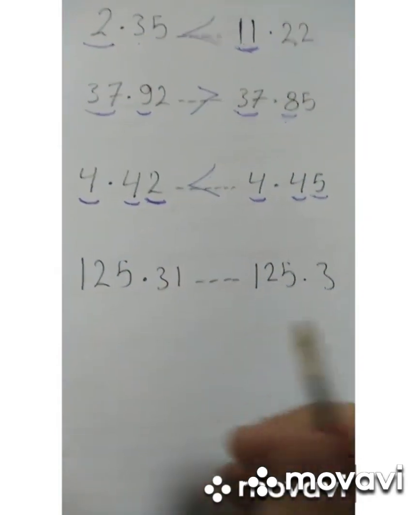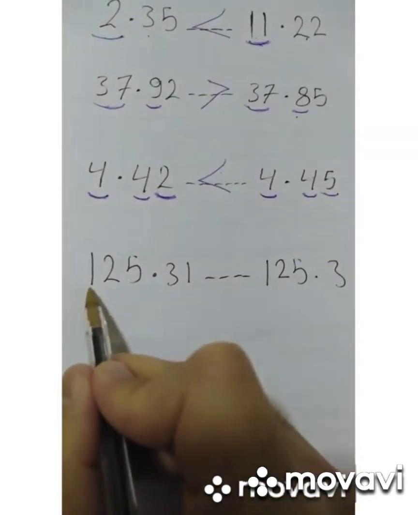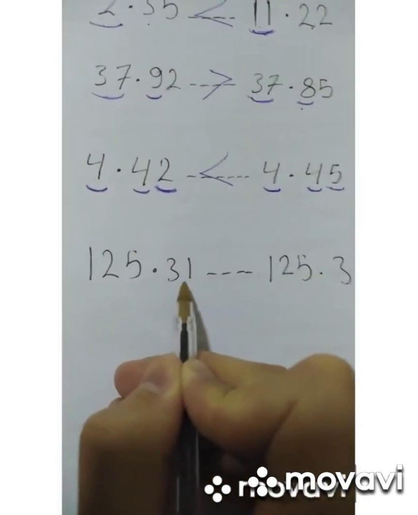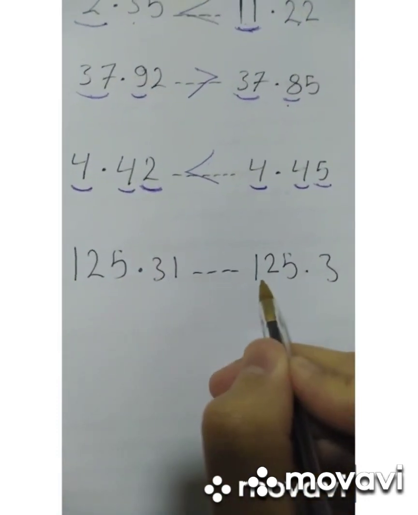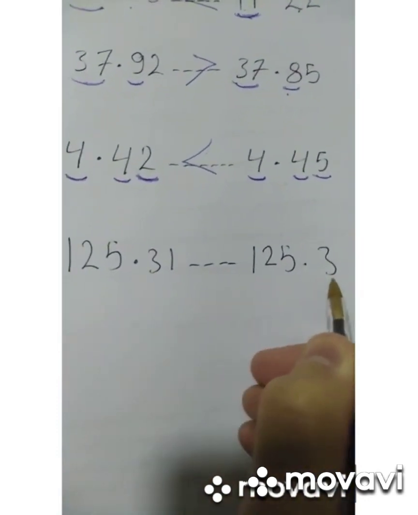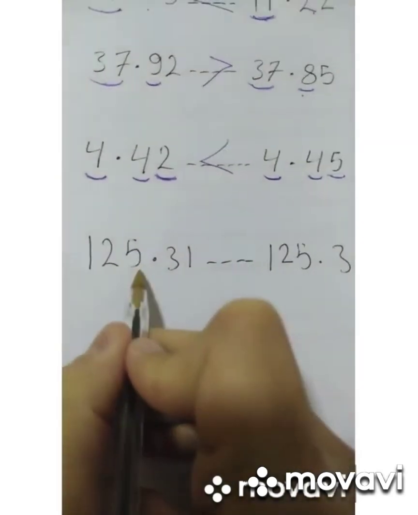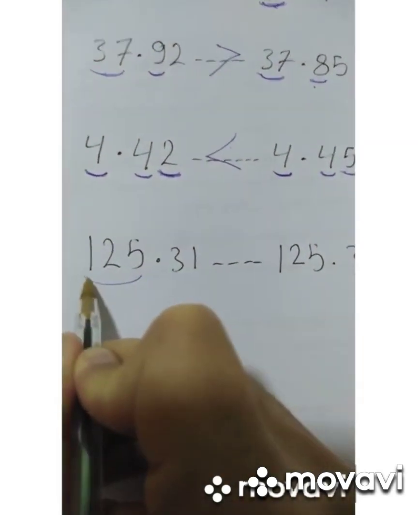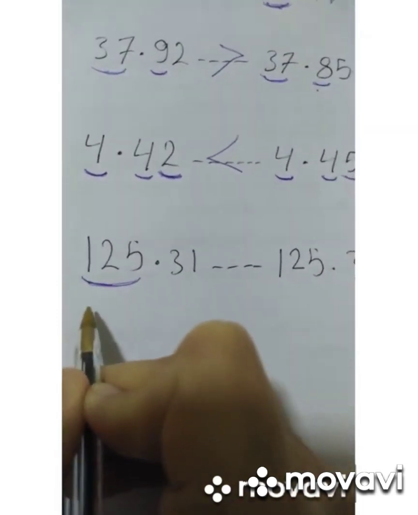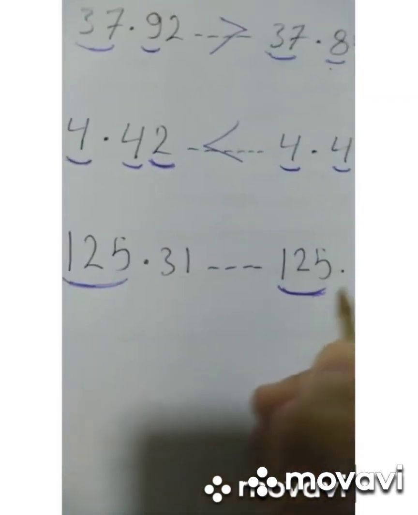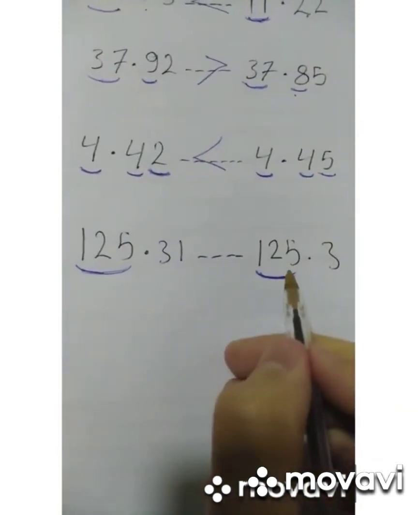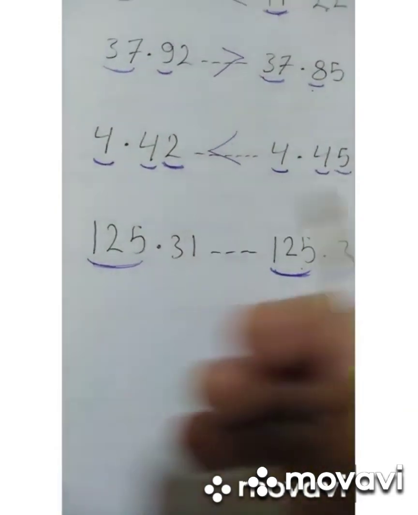Okay? The last idea, to compare now. We have 125 and 31 hundredths. We want to compare with what? 125 and 3 tenths. Okay? The first step, do what? Yes, compare wholes. What is whole in this decimal? 125. And the whole here is the same. Okay, so 125, 125, they are equal.